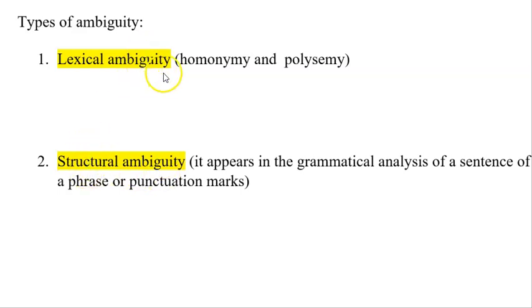In lexical ambiguity, we have to go through the expressions, the vocabulary, and the words that we have in a text. And here we have, for example, homonymy and polysemy words. Homonymy words means different words with different roots and different meanings, but they have the same pronunciation. We will get some examples.